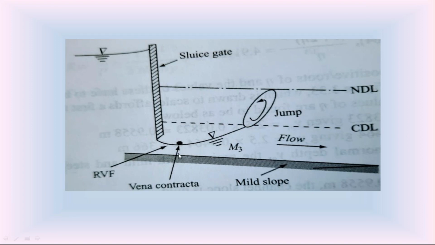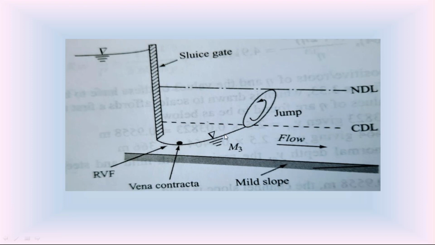Actually, on this upstream side, M3 is perpendicular to the channel bottom, but that is not possible. So here this M3 water surface profile is approaching the channel bottom almost perpendicular, but not entirely perpendicular. So in the previous classes we indicated the portion of M3 near this channel bottom as a dotted line, that is almost perpendicular to the channel bottom.